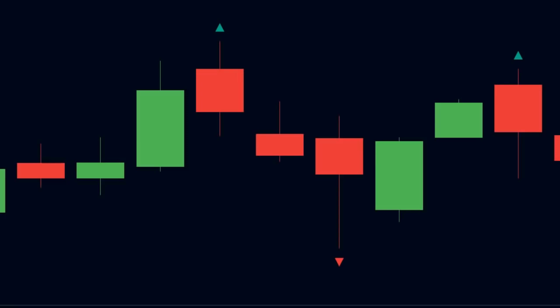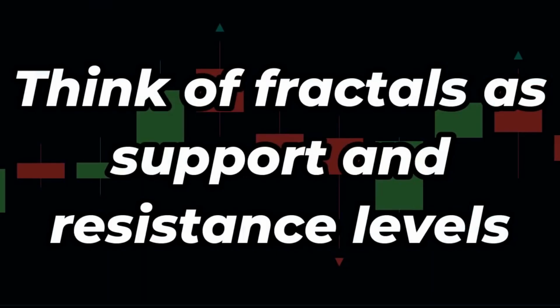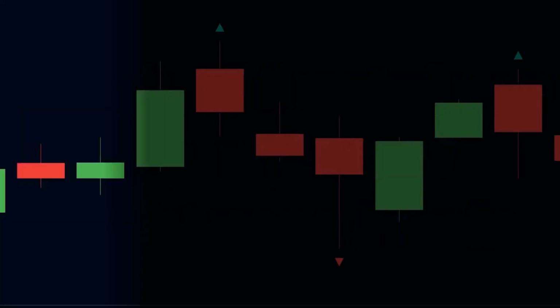A lot of traders like to use fractals as a buy-sell signal. But this approach is naive and inappropriate. There is no way you can make money trading using that method. The better way would be to think of fractals as short-term support and resistance levels.